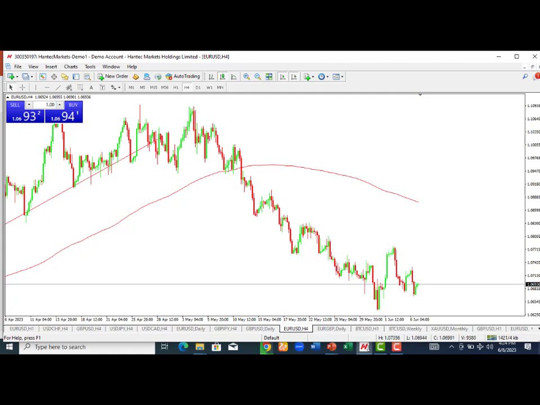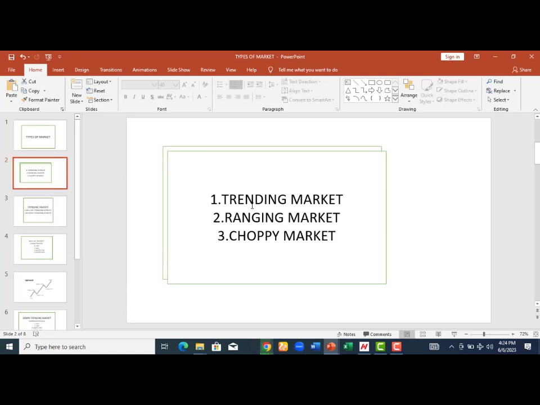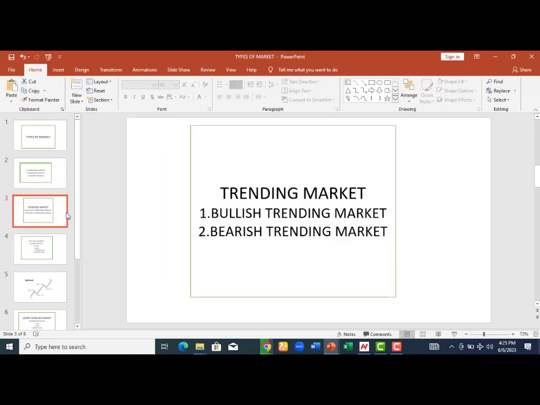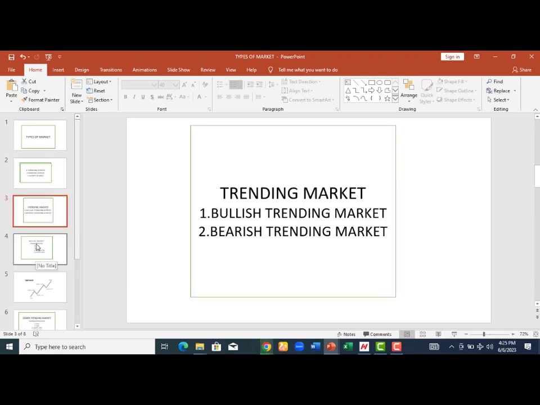Now there are three types of market traditionally. We have the trending market, we have the ranging market, and we have the choppy market. Now we move over to the trending market. Under the trending market, we have the bullish trending market and the bearish trending market.